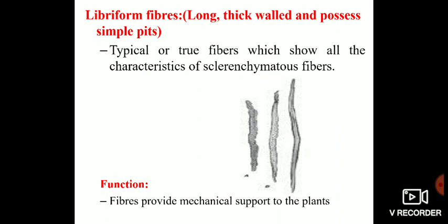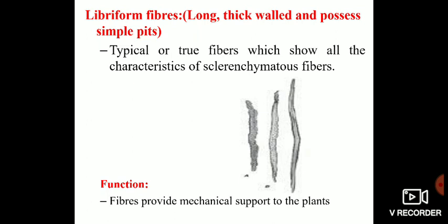Now another type is libriform fibers. These fibers are long, thick walled and possess simple pits. Okay, and these cells are typical or true fibers which show all the characteristics of sclerenchymatous fibers. I have already told you about sclerenchymatous fibers. Sclerenchymatous fibers are long dead cells, and these dead cells possess simple pits. Their walls are excessively thick. They possess narrow lumen. Okay, these libriform fibers, they show all such characteristics.